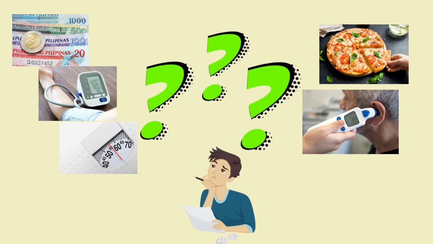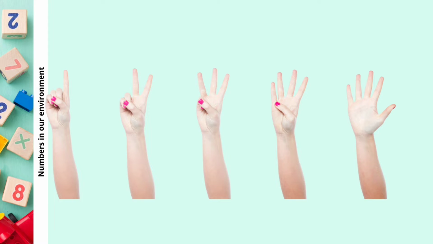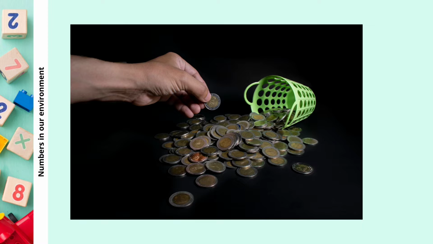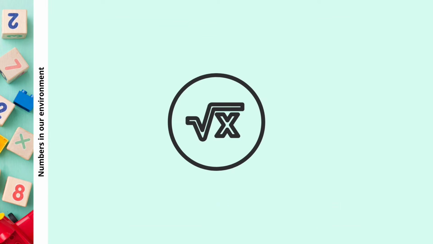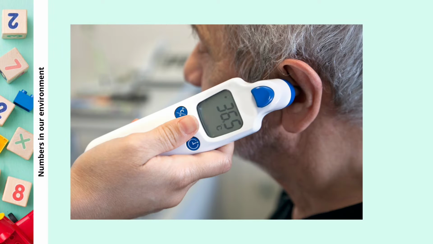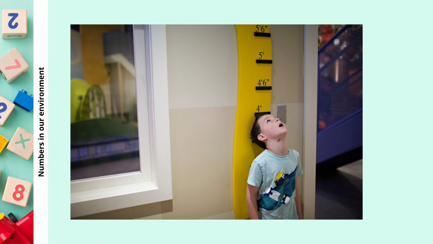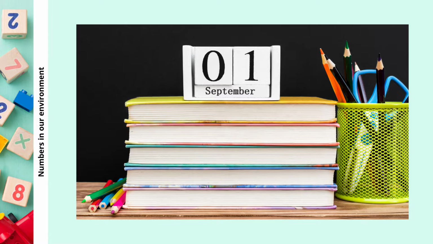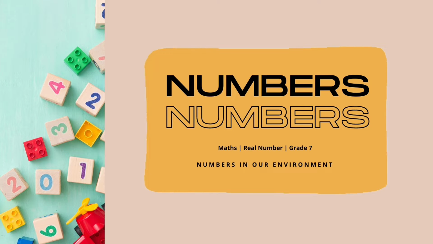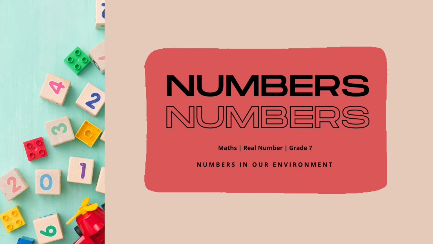Did you know that any number that can be found in the real world is a real number? We find numbers everywhere around us. Natural numbers are used for counting objects. Rational numbers are used for representing fractions. Irrational numbers are used for calculating the square root of a number. Integers are used for measuring temperatures, and so on. These different types of numbers make a collection of real numbers. In this lesson, we will learn all about the real numbers and its subsets.